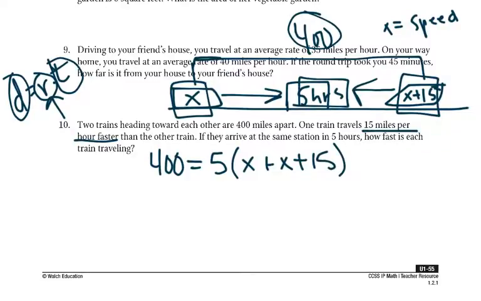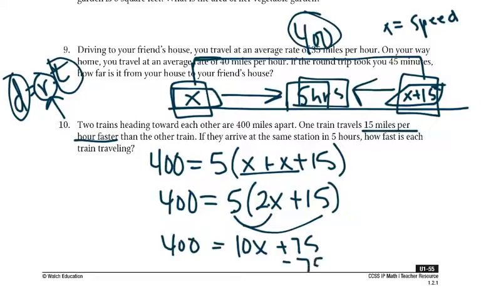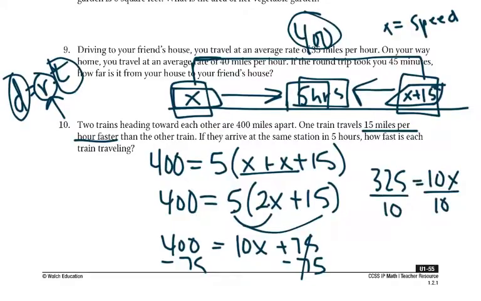Then we can simplify this. So inside the parentheses, that becomes 2x plus 15, times 5 equals 400. Then we distribute the 5. 5 times 2x is 10x. 5 times 15 is 75 equals 400. To get x by itself, we subtract 75 to get the 75 to be gone. So we get 325 equals 10x. Divide by 10. We end up with 32.5 equals x.